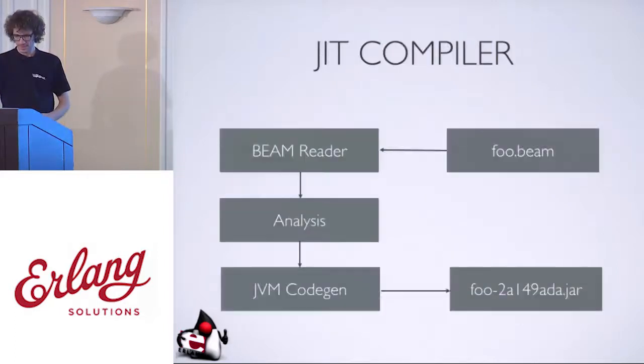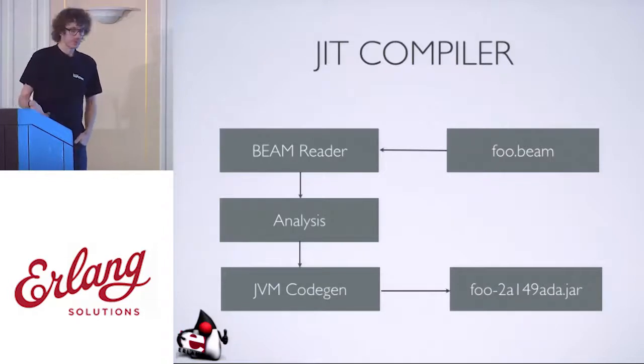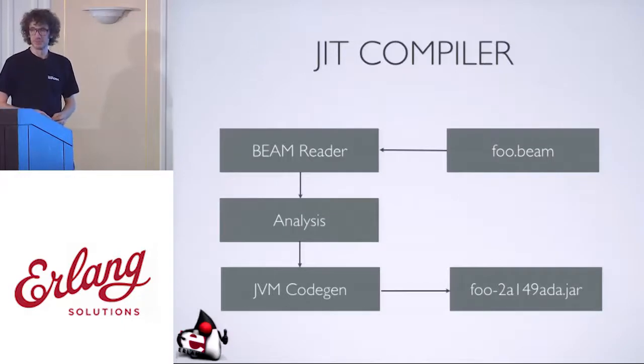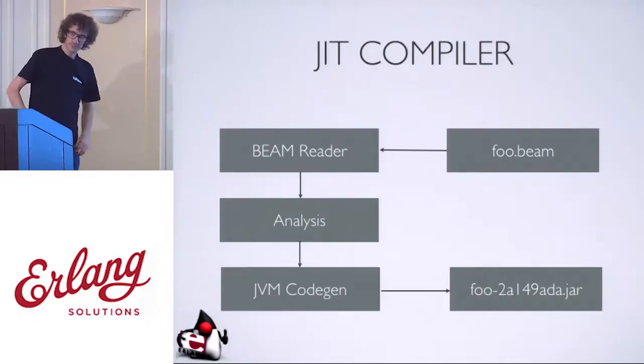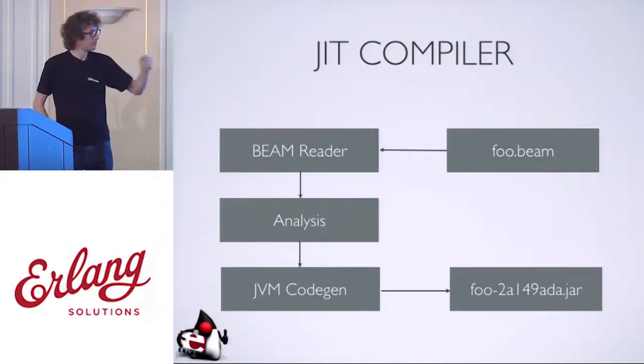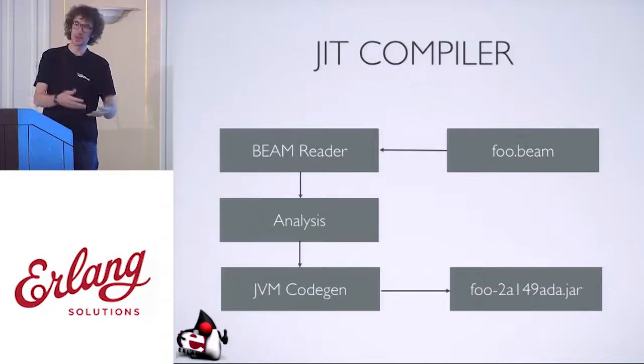So the JIT compiler hooks in when, of course, you load a beam file. Your first problem was to even read a beam file, because back when I was doing this 4 years ago, there really wasn't a spec for how to read a beam file. You had to read the source, right? Then I do various type analysis and stuff, and do JVM code gen. And every module like that gets put into a file that has the same name as the module and then a hash code over the module. So that's how I cache them.